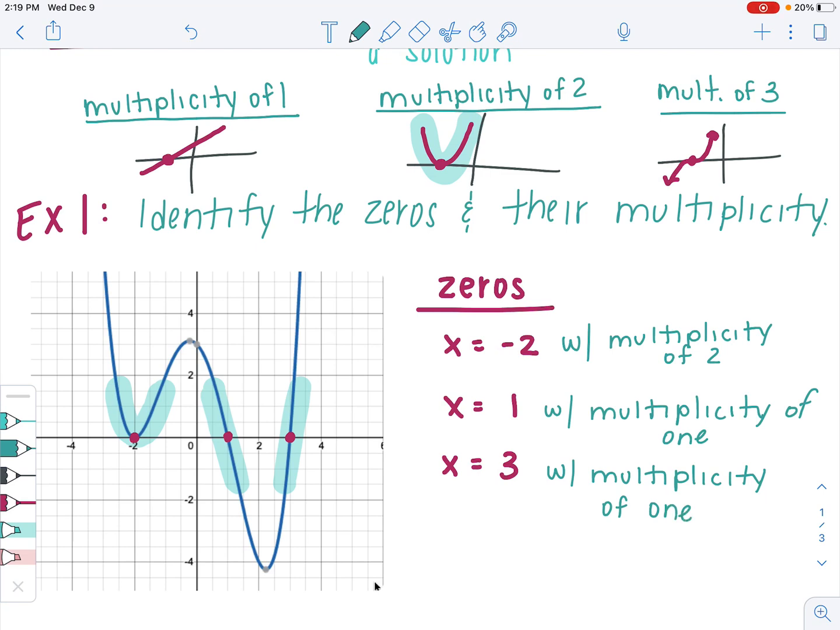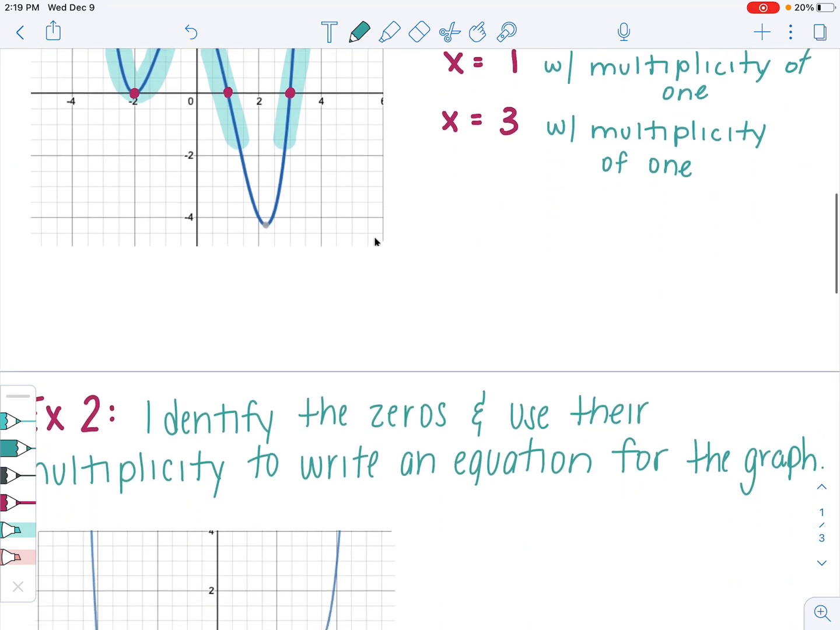So you can have any sort of combination of multiplicities. Sometimes they may all have a multiplicity of 1. You might have one that has a multiplicity of 2. You don't have to have all of them, and you can have any sort of combination of them. So you're just looking at each specific graph and each specific root in order to decide what's happening.